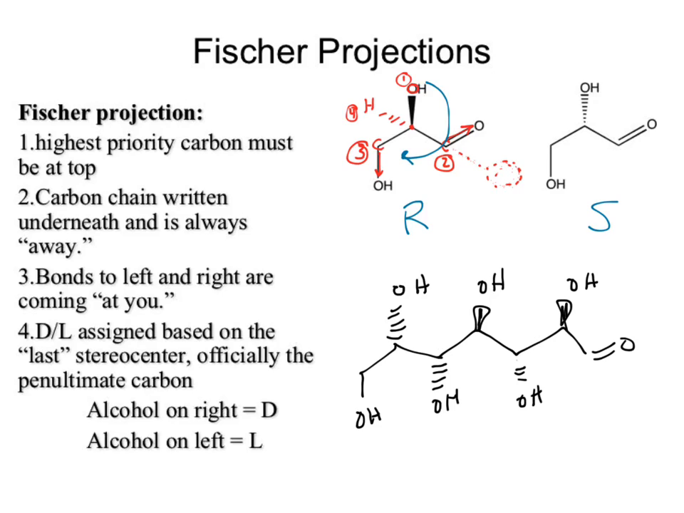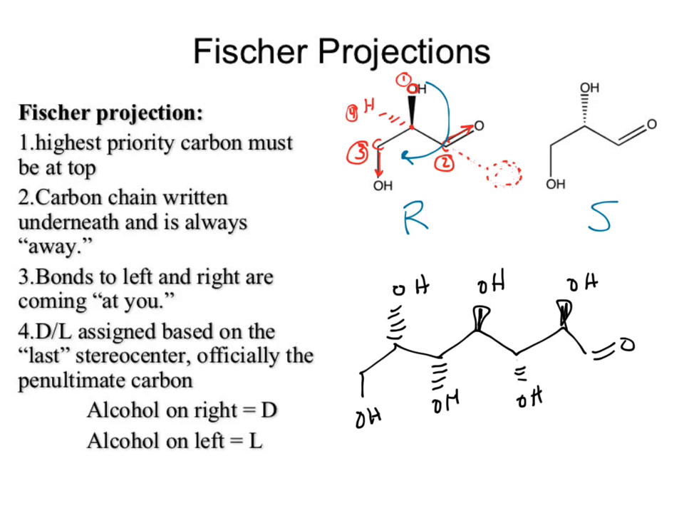So when we move to something like this, that's a lot of extra work to go through and assign. A guy named Fischer said the same thing. That's way too much work. So I want to simplify my structure so that I can assign R and S easier. We did start to talk about Fischer earlier in the semester, right? So highest priority carbon must be at the top. Carbon chain written vertically underneath it, and it's always organized away from you. Bonds to the left or right are always coming at you.